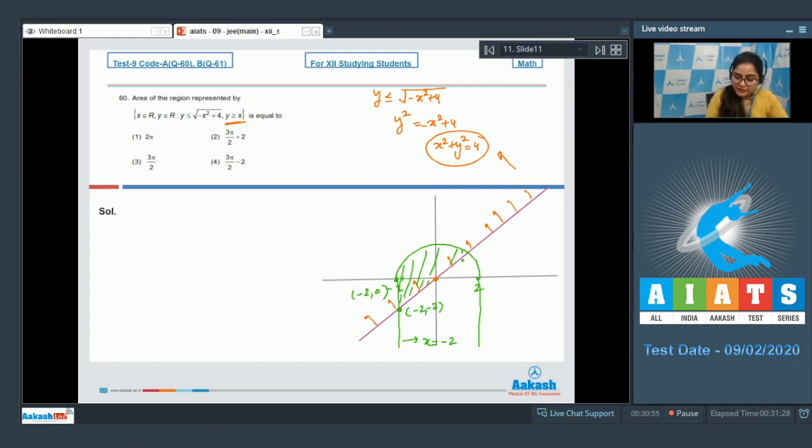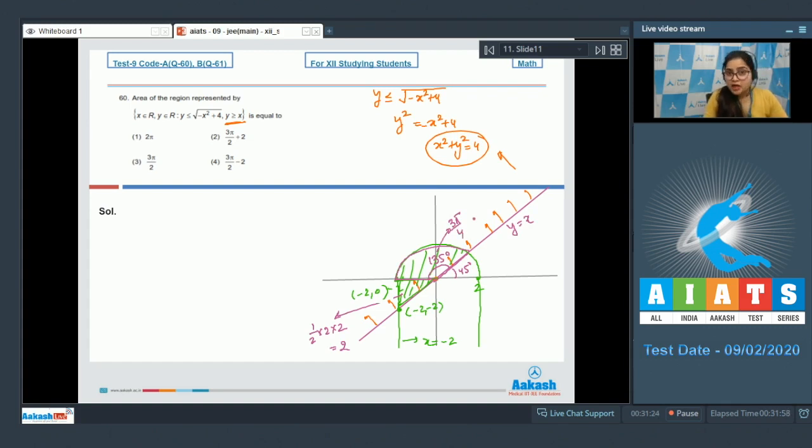Now you have to find out the area of this region. So the area of this triangle you can write directly, which is 1 by 2 into 2 into 2, base into height, which is 2. Now you have to find out the area of this sector. So see, the line is y equal to x, so this angle is 45, so this angle is 135 degrees. You can write this is 3 pi by 4.